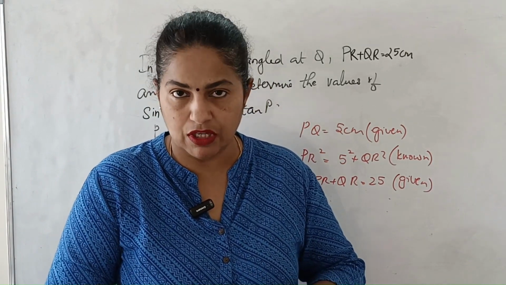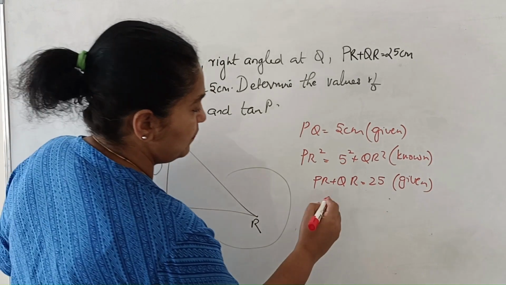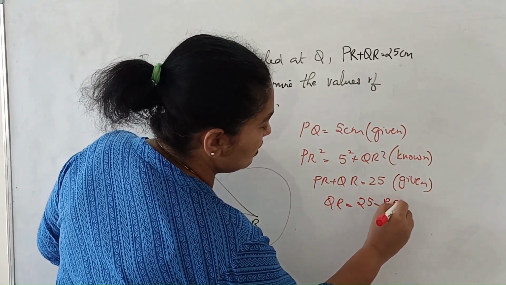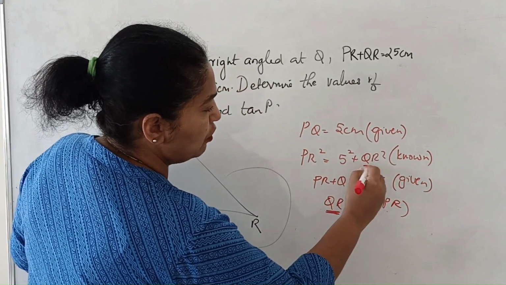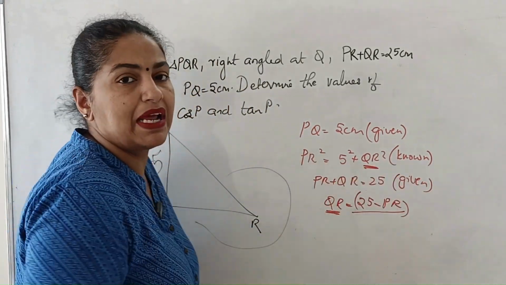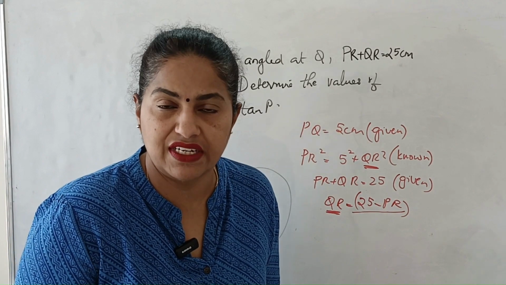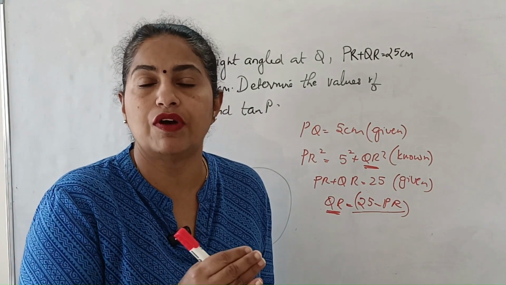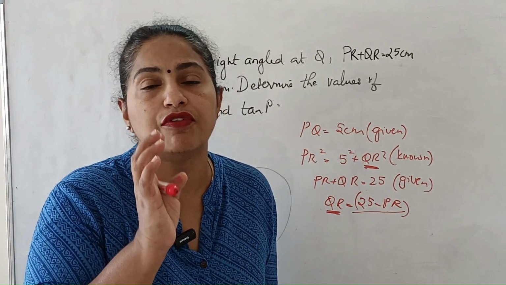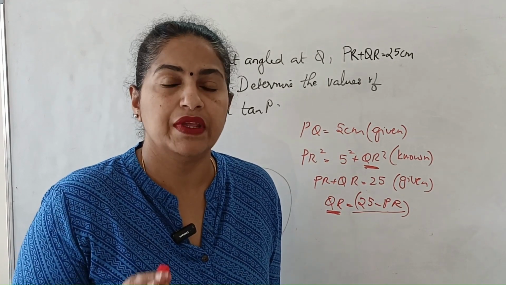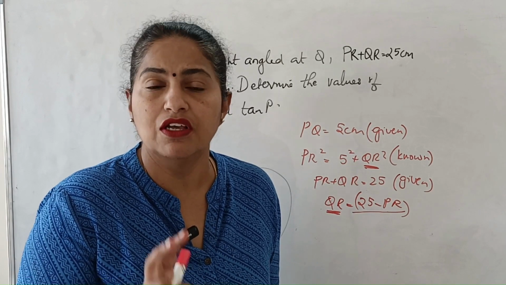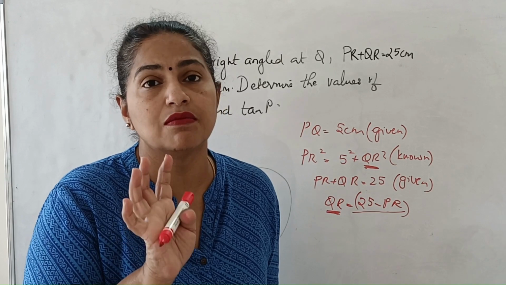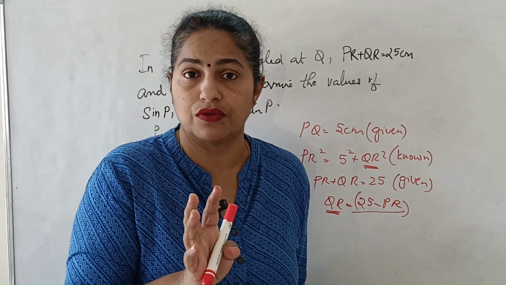Now, one method of solving this is QR is 25 minus PR. Substitute the value of QR square. Open the bracket, you will get a quadratic equation in PR. Solve for PR. Once you find out the value of PR, you can find out the value of QR also. Now, there is a second method. So, let us do both the methods. So, you guys can select whichever method is more convenient for you.